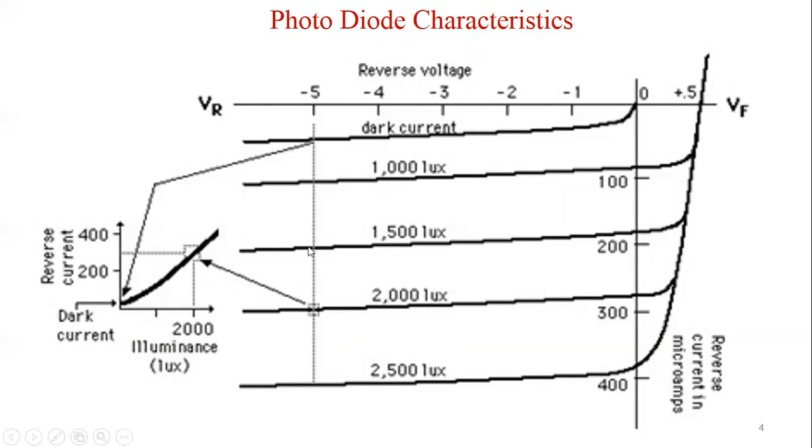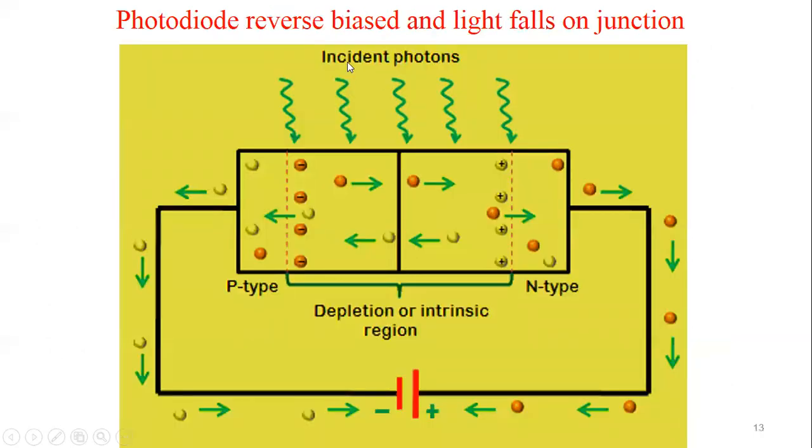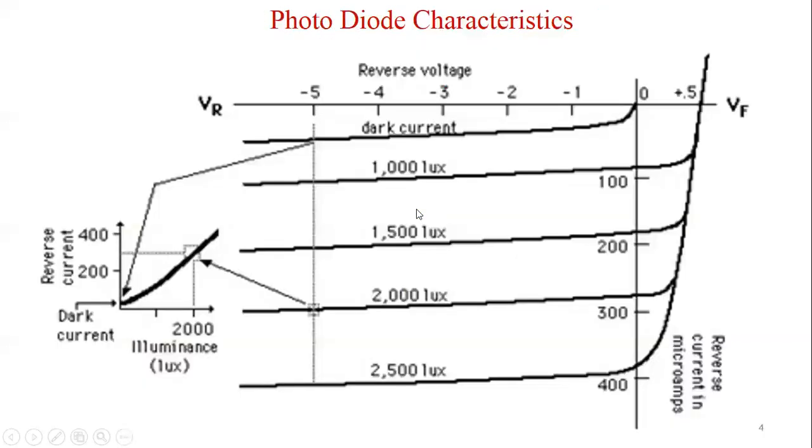Suppose this is minus 5. So the operating condition for this particular diode will be from 0 to minus 5. Now suppose we have light incident on this diode. Charges will increase, and as charges increase, current will increase.